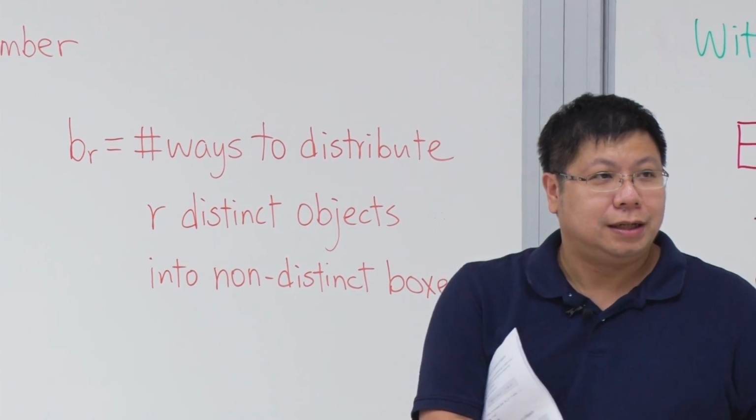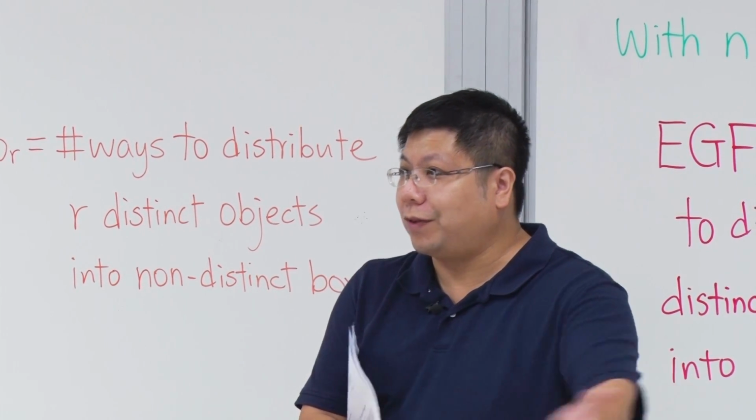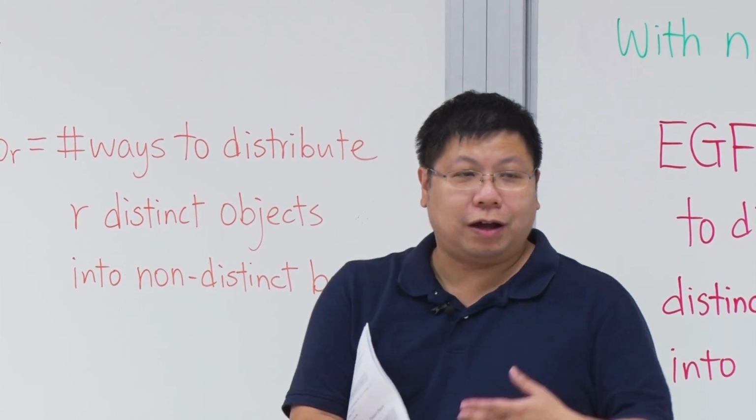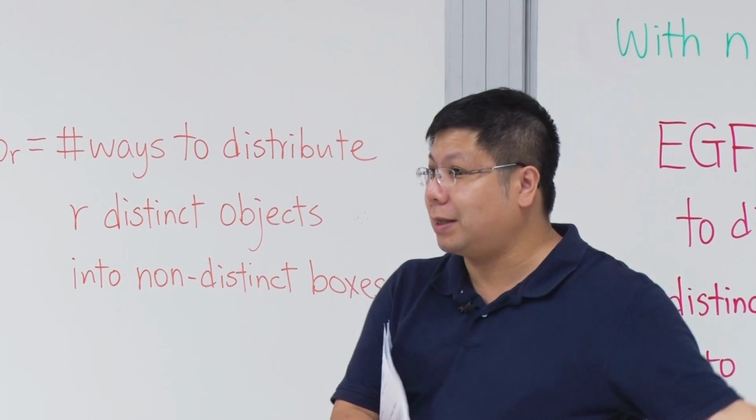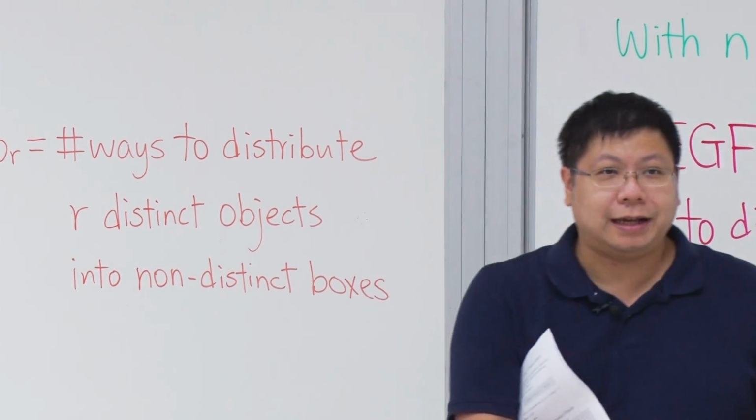Because in that sense, if you have 1 million boxes and all of them can be empty, then you have one way, and then you have 1 million and 1 boxes, all of them empty, then you have another way. So we don't want to count these cases.